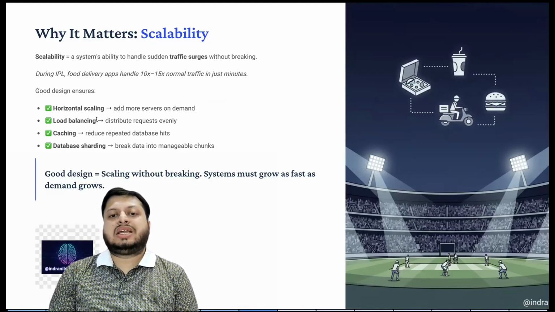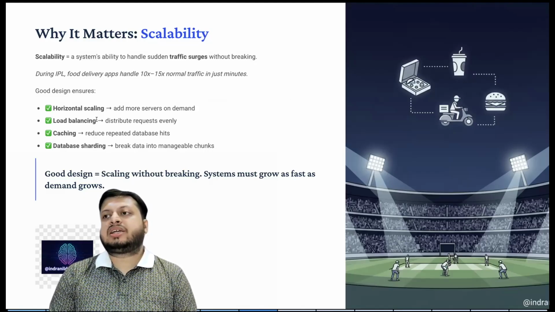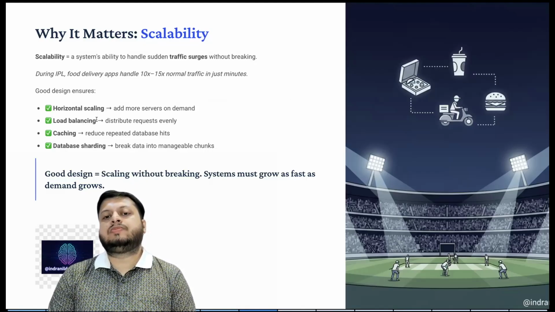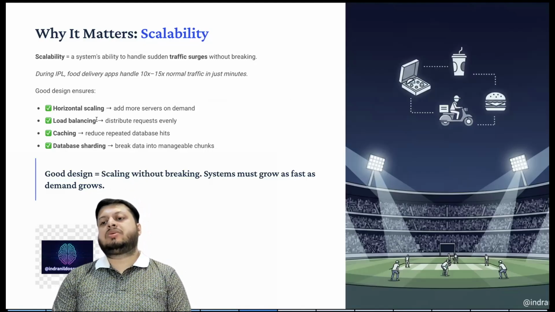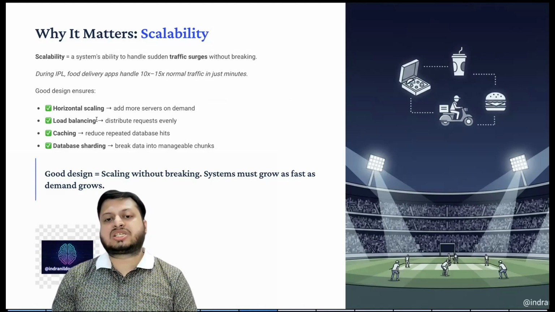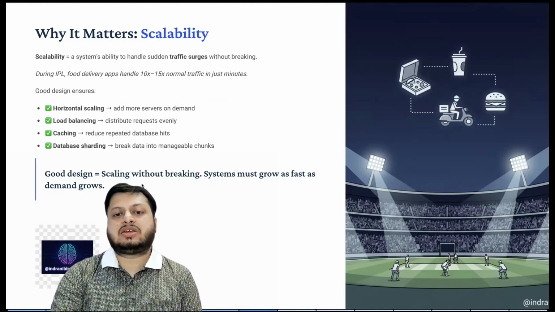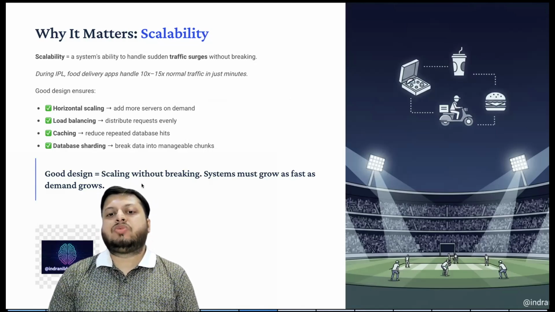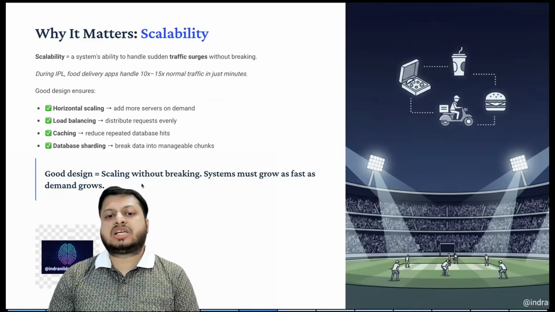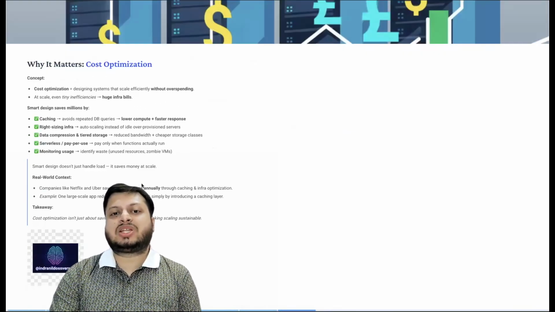So horizontal scaling, as I mentioned in the first point, that is adding servers on demand, is something of auto scaling. Whenever the threshold is breached, it becomes auto scaled. So good design is equal to scaling without breaking. Systems must grow as fast as demand grows. Okay, so let's move on to the next slide.